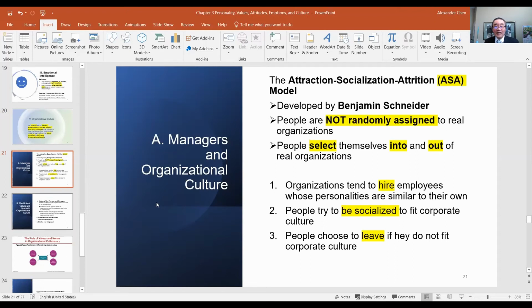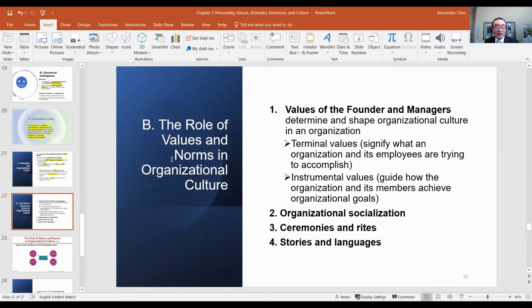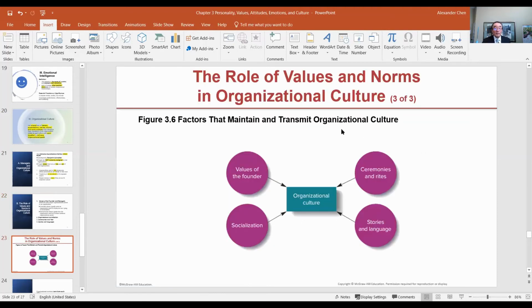The value of the corporation is affected by four different components. First one is what? Founders and top managers. Second one, organizational socialization process. Third one, ceremonies and rites. Last one, stories and language. So the four I just mentioned, I list them as 1, 2, 3, 4. The textbook also gives you a chart.